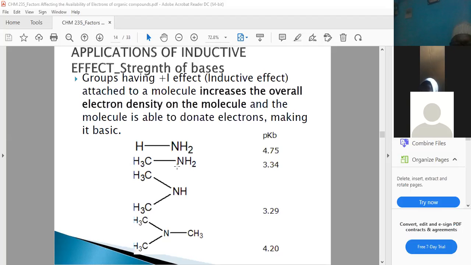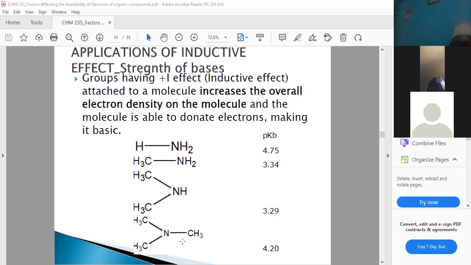Okay, it has 2 methyl instead of 1 that methylamine has. Because of the 2 methyl groups present in dimethylamine, it is a stronger base than methylamine. Methylamine has 1, dimethylamine has 2. So dimethylamine is a stronger base than methylamine, which has just 1 methyl group. Okay? Now, trimethylamine has 3 methyl groups.